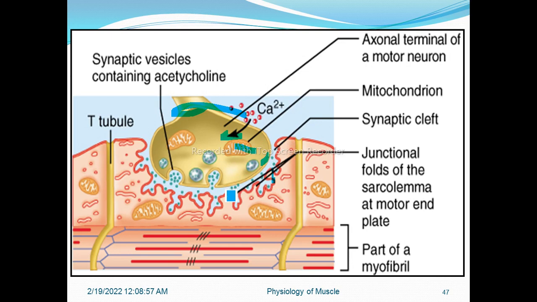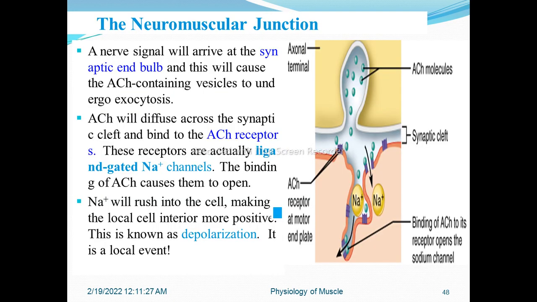These are the junctional folds of the sarcolemma of the muscle. This fold, this depression, is known as the motor end plate. This is a part of the myofibril of the muscle, and this is the outer covering of the muscle. This is the T-tubule, the transverse tubule. This is known as the neuromuscular junction between neuron and muscle.